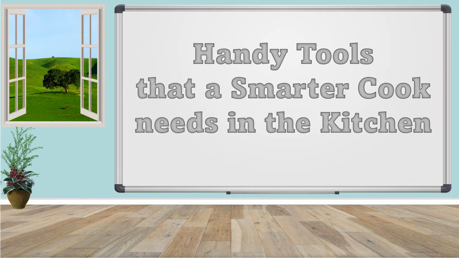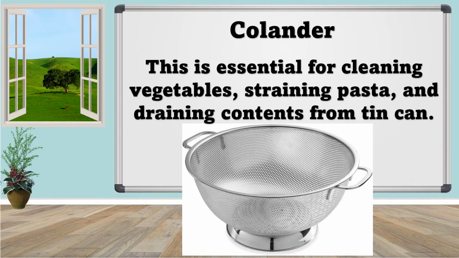These are handy tools that a smarter cook needs in the kitchen. Colander can be made of plastic or metal. This is essential for cleaning vegetables, straining pasta, and draining contents from tin can.